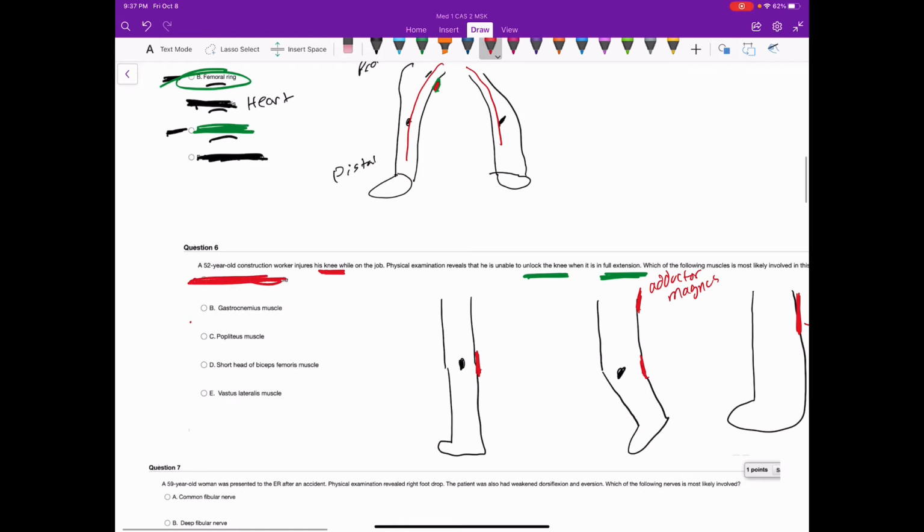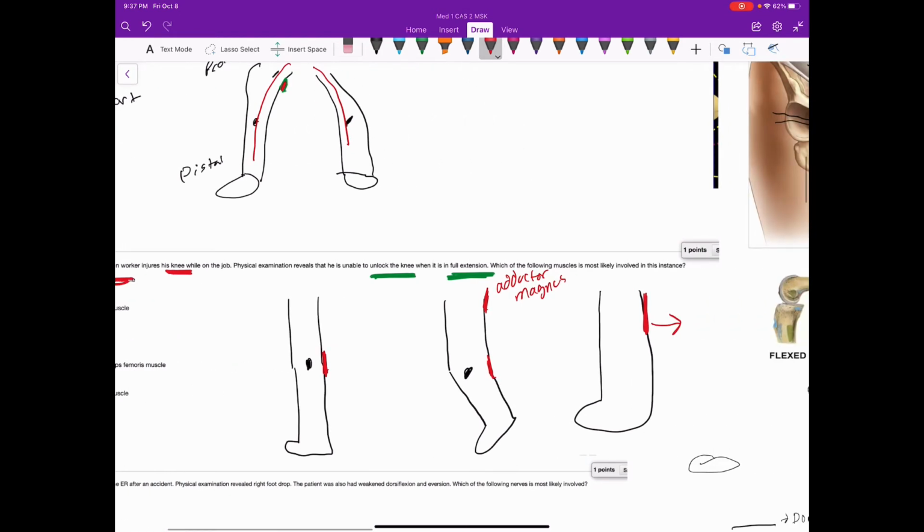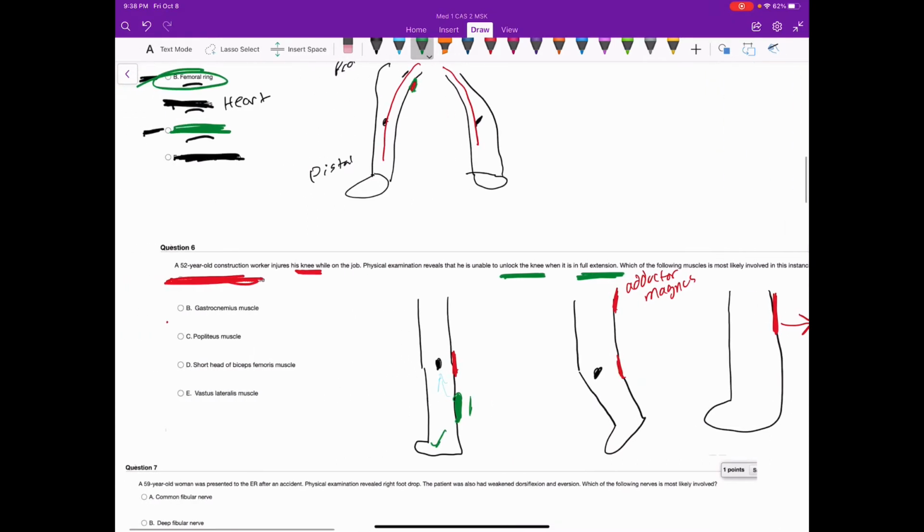Now, gastrocnemius. Where is he going to be? Well, he's going to be down by the calves, right? We know we have this heart-shaped muscle by the calf. It is one of the calf muscles, that and the soleus. If he's down by the calves and he contracts, right? Is he doing anything to this knee? No. He's doing what? He's aiding in plantar flexion of the foot. So you know he's wrong. Popliteus muscle?